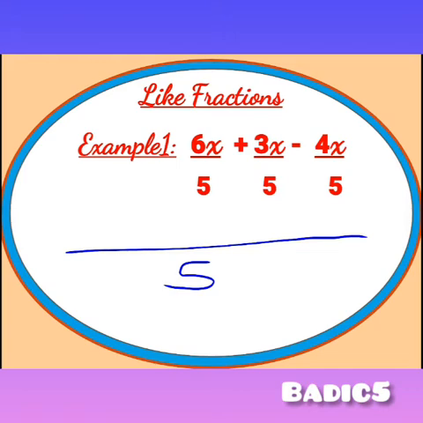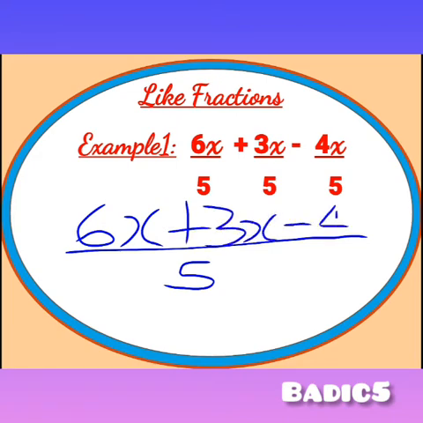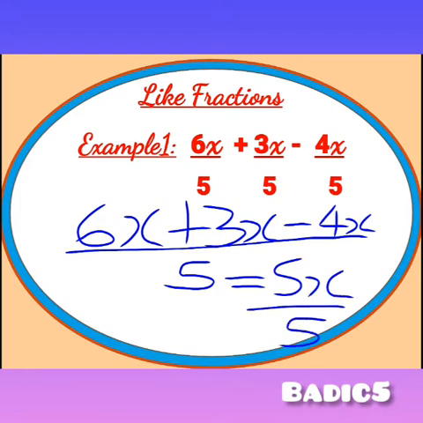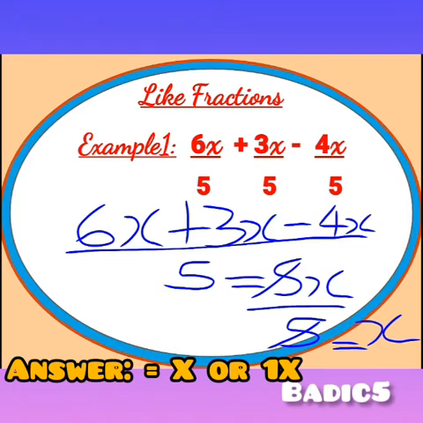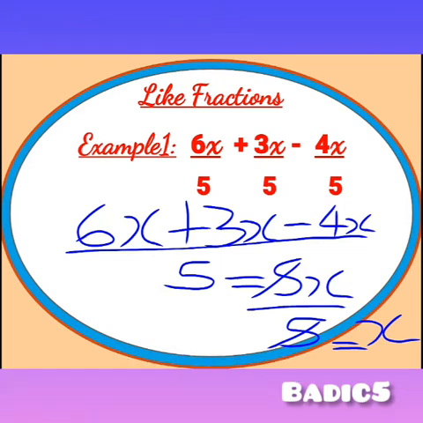And so, what are we to add? 6x plus 3x minus 4x. 6 plus 3 is 9. 9 minus 4 is 5. We have here 5x all over 5. To further simplify, we can cancel this. Final answer equals x. Have you seen that? It's not different from the regular addition and subtraction of fractions you have been taught.